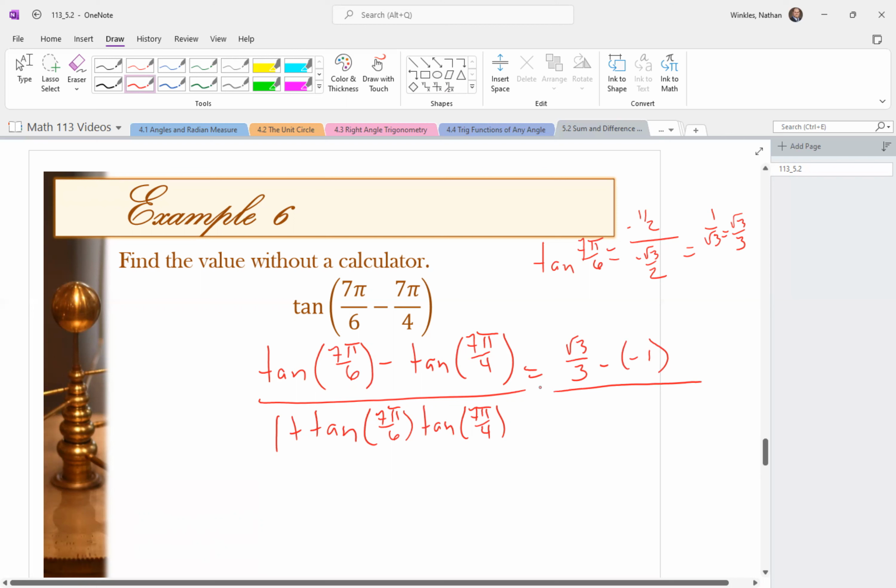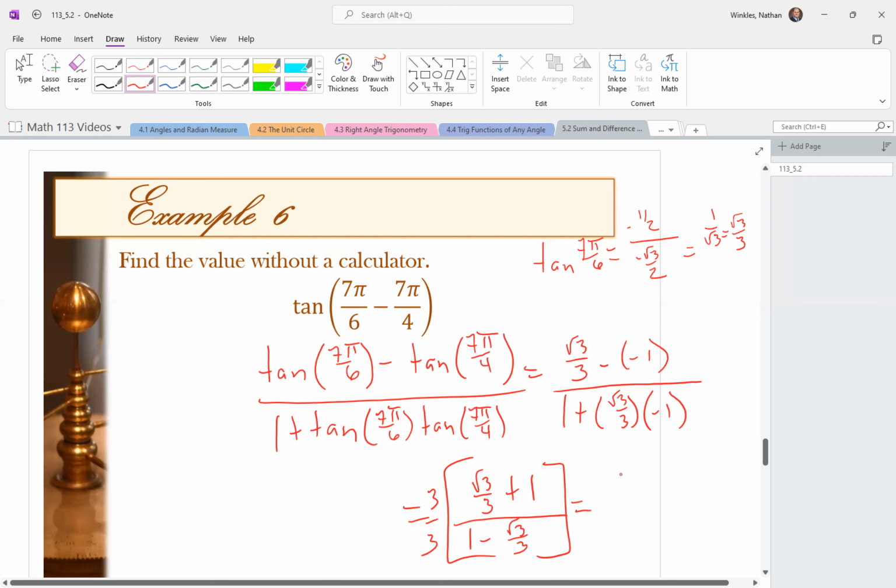Because anything that has 4s in it is either 1 or -1, depending on the quadrant. 7 pi over 4 is in the 4th quadrant, so therefore its tangent is negative. For the denominator, we have 1 plus square root of 3 over 3. Tangent of 7 pi over 4 is -1. So if we simplify this, we actually have √3 over 3 plus 1 all over 1 minus √3 over 3. I'm going to multiply everything by 3 over 3 to get rid of my fractions inside of fractions. So we get √3 plus 3 over 3 minus √3 as our answer here.